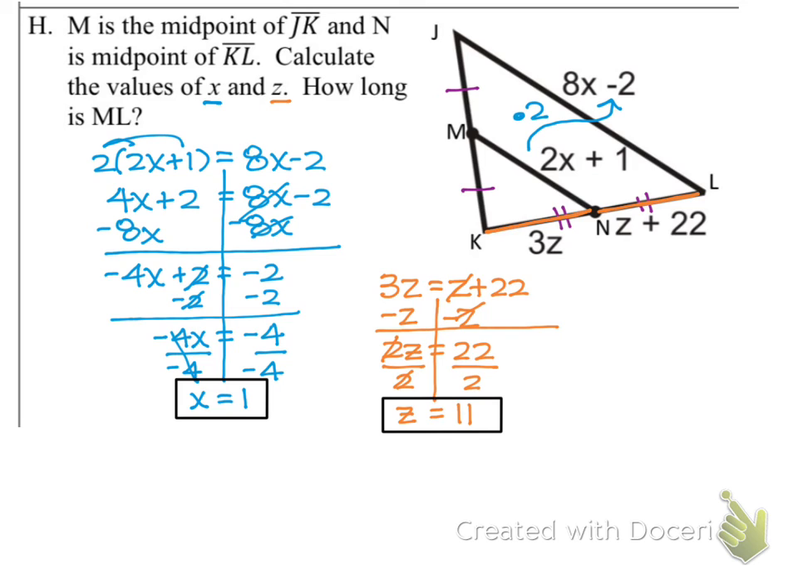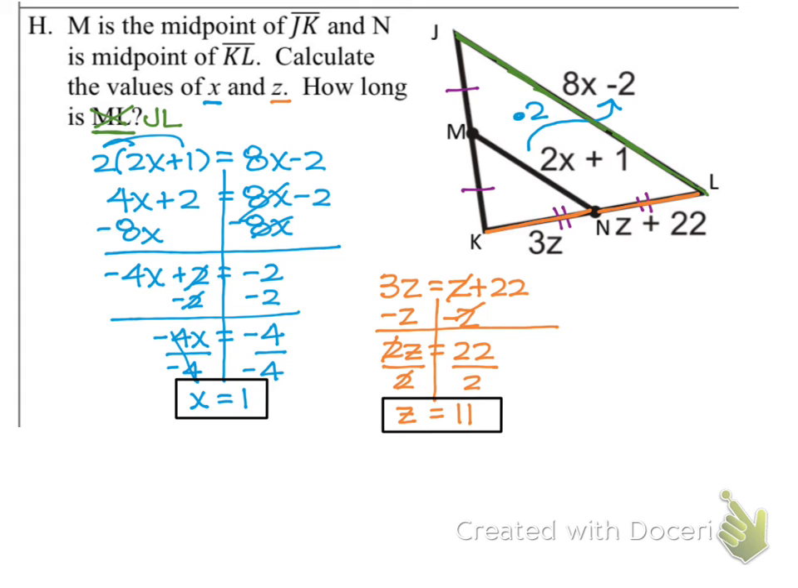It looks like we still need to do the length of ML. Ooh, that's going to be a typo. We don't have a length of ML. Let's call this JL. Sorry about that mistake. So let's call this JL. Make sure that you make that correction on your worksheet.